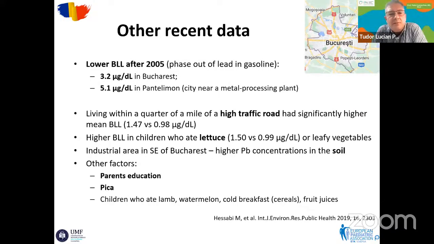Some other recent data showed lower levels after 2005, due to the phase out of leaded gasoline: in Bucharest 3.2, and near Bucharest, in a city near a metal processing plant, 4.1. But compared to levels that were around 2000, it's a decrease. But there is a study that shows the link with high traffic roads, with lettuce and leafy vegetables. Other factors related to lead exposure were parent education, the pica phenomenon, and also food like lamb, watermelon, cold breakfast or fruit juice produced in Romania, coming from areas with soil that remains polluted.